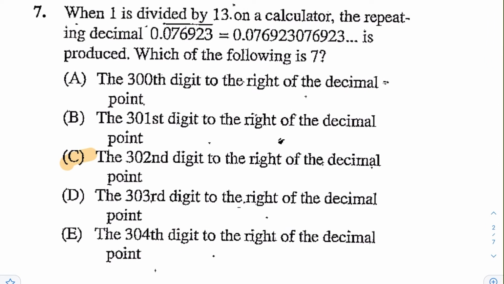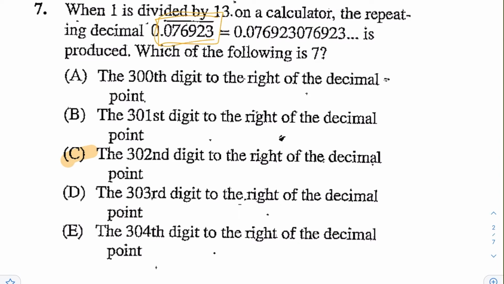Next, for number 7, when 1 is divided by 13 on a calculator, the repeating decimal 0.076923 repeating is produced. Which of the following is the 7? So you have the 300th, 301st, 302nd, 303rd, or 304th digit to write the decimal. So, of course, you don't want to write this out to the 300th place value. That's too much work. You want to find a pattern.